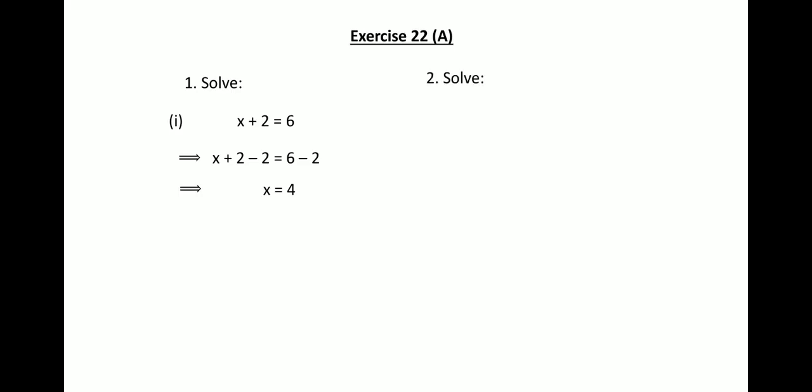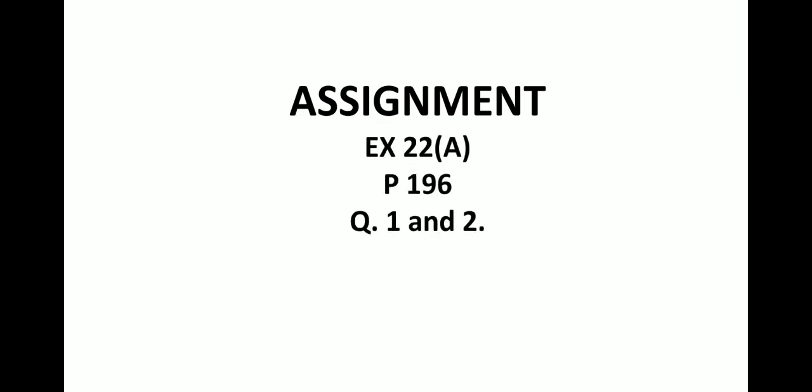Number 2, solve x minus 3 is equal to 2. In order to get rid of this minus 3, we'll add 3 in both the sides, and we'll get x equals to 5. So this is how we are going to solve question number 1 and 2. Similarly, you can try for the assignment exercise 22a, page number 196, question number 1 and 2 all. Alright.